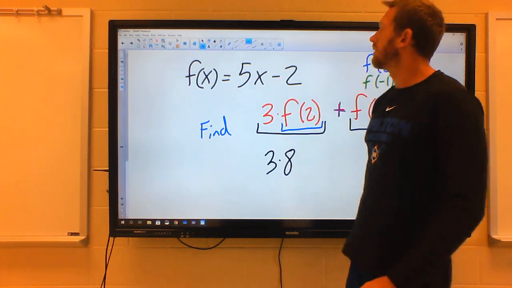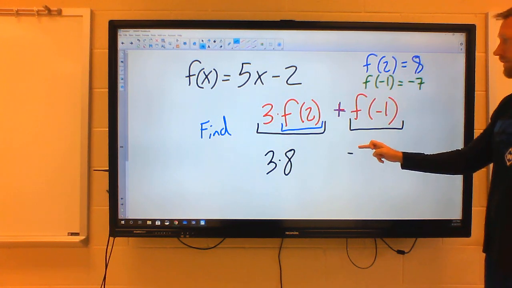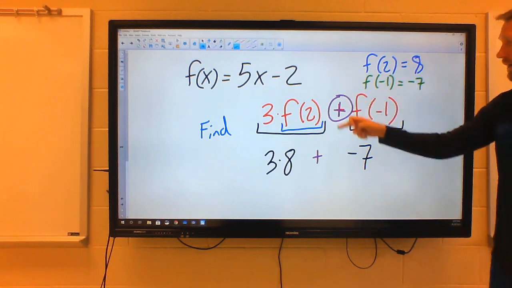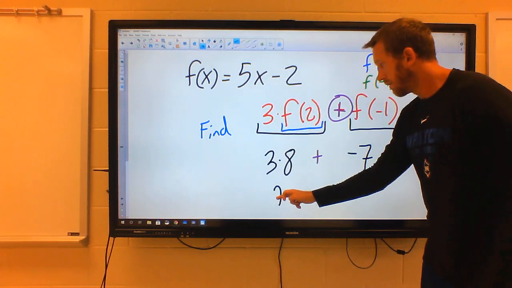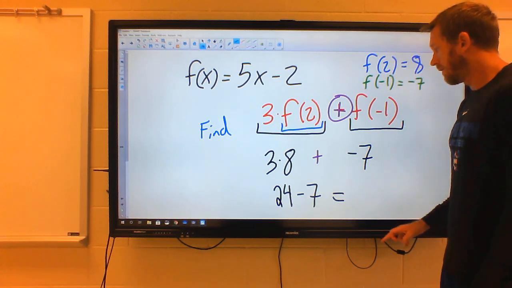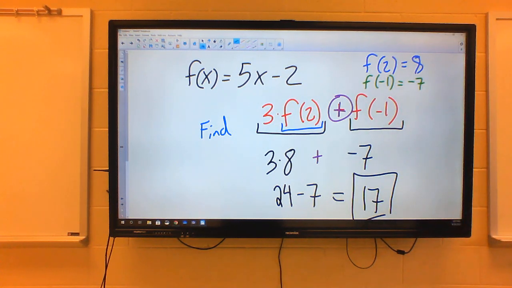Right? So plugging that in, f of -1 was just -7. And what are we doing? We are adding these two ideas together. So our final answer will just be 24 plus -7, so that's just subtraction of 7, which is 17. That's our final answer. Hopefully you're with me on that.